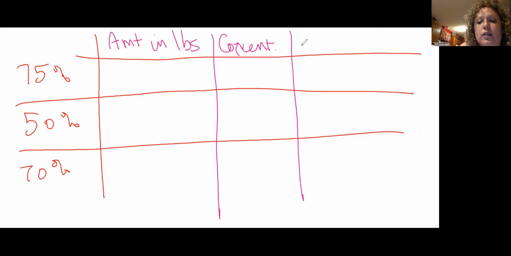And then the final column is going to be the amount of protein. Okay, so if we go back to the problem, we don't know how much of the 75% protein supplement we have, so we're going to call that one X. We do not know how much of the 50% protein ration we have, so we're going to call that one Y.